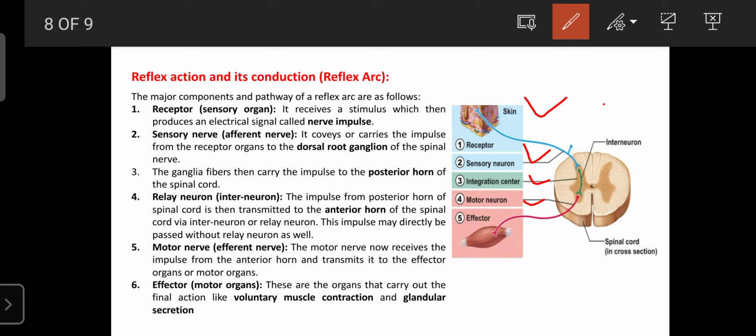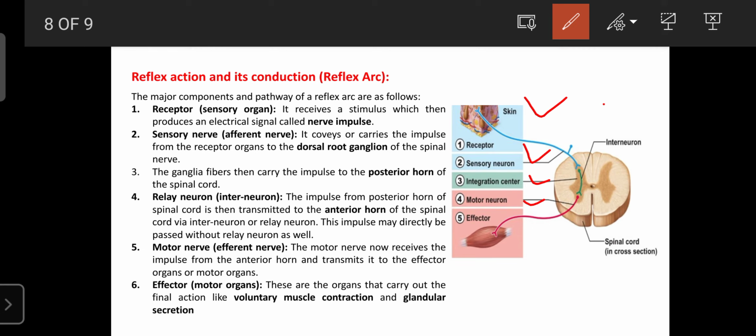So okay, that is the first component of the reflex arc or reflex pathway: the receptor, or sensory receptor. It is present near the sensory organ or inside the sensory organ. Its major function is to detect stimuli or changes in that organ, and the stimuli are converted into an electrical signal, an action potential or nerve impulses.